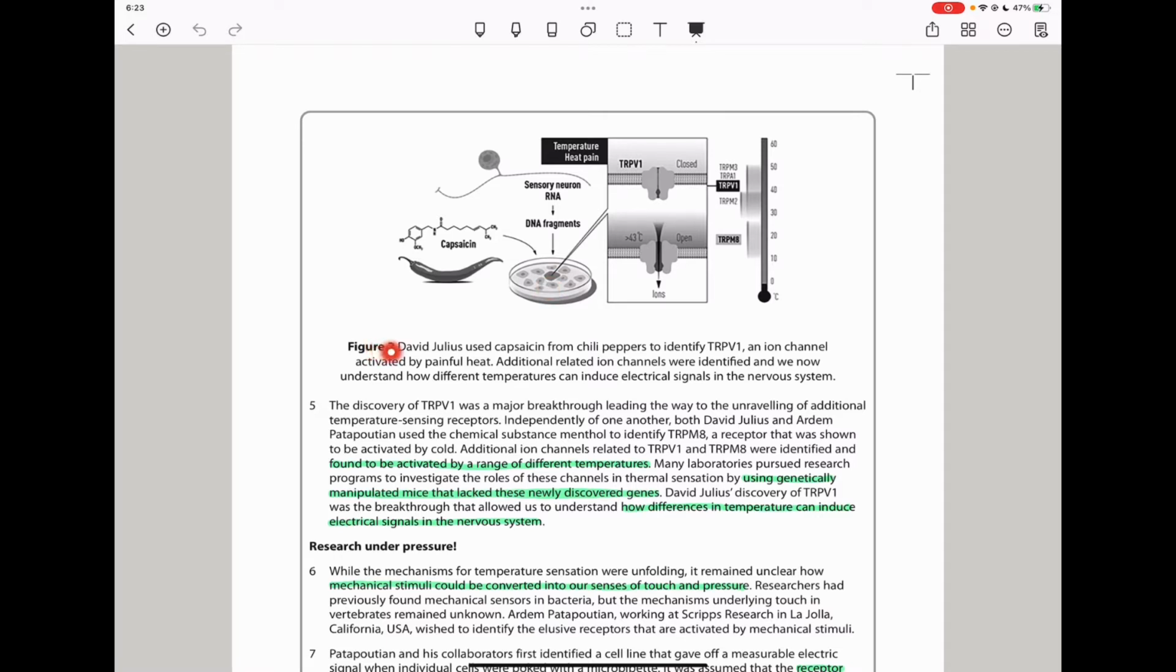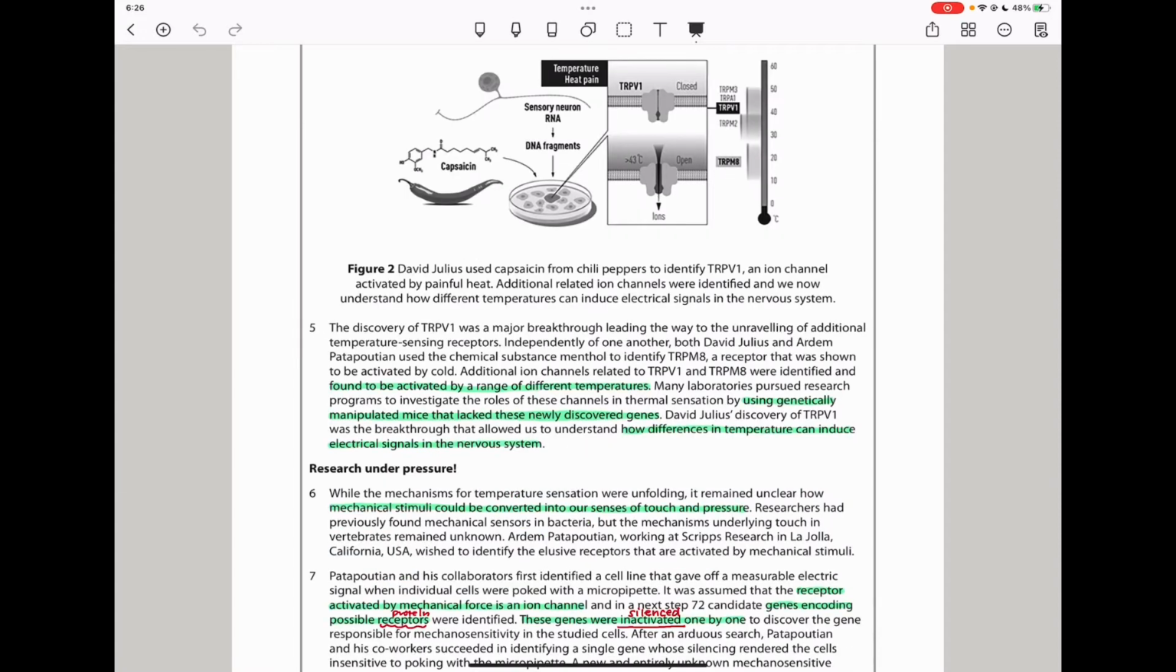So figure 2 is about David Julius using capsaicin from chili peppers to identify the TRPV1, an ion channel activated by painful heat. Additional related ion channels were identified, and we now understand how different temperatures can induce electrical signals in the nervous system. Paragraph 5.